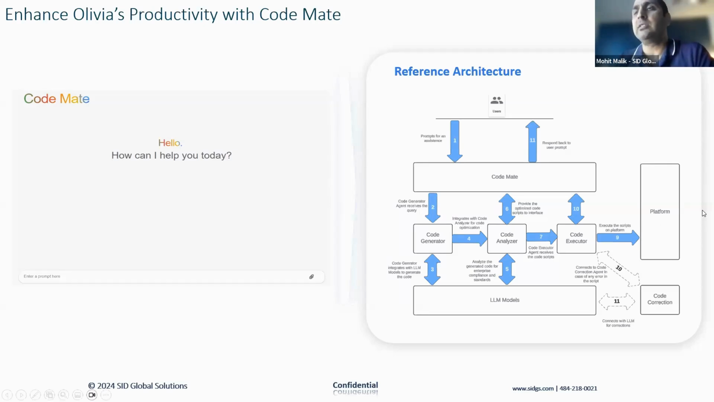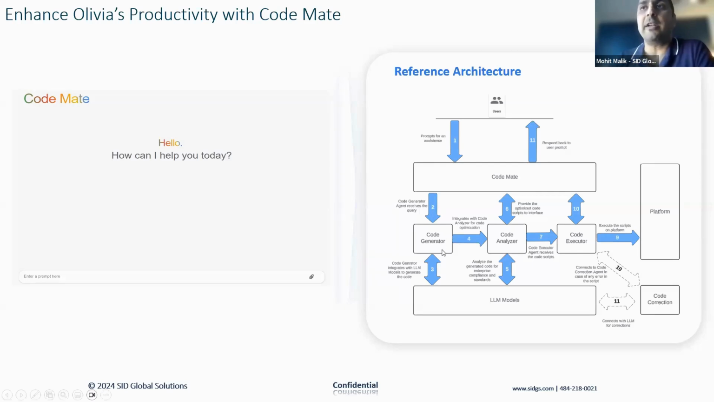On the right, just to give you a quick walkthrough of the reference architecture: how we have built this framework, and how it is going to help Olivia in this specific example. The foundation of our CodeMate framework is the multi-agent approach, where each agent has been assigned a certain set of tasks.